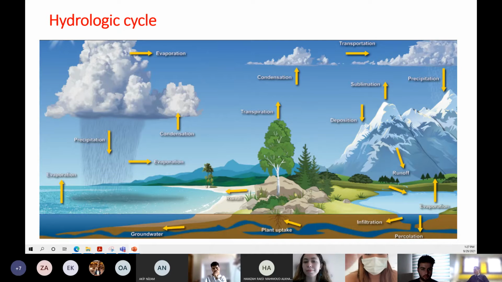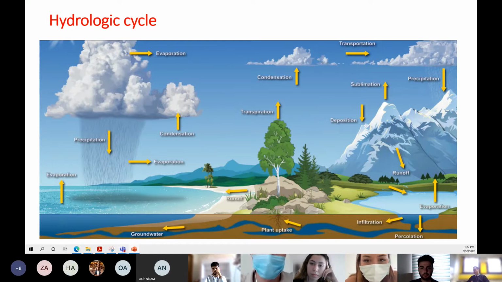So this is your activity, and then you should submit your handwritings to the LMS system by the end of next week, or by the deadline I provided on the LMS system. So please do it during this week, but let's talk about the hydrologic cycle.